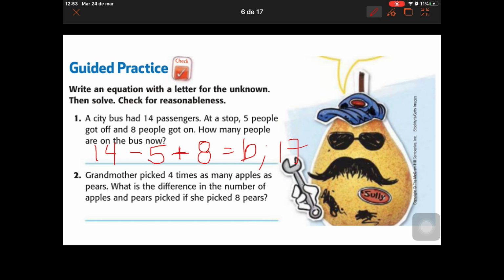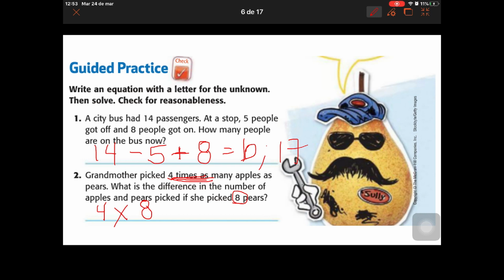Okay, grandmother picked 4 times as many apples as pears. What do you think we're gonna do? We're gonna do a multiplication because it's telling you times. 4 times as many means we're gonna do a multiplication. What is the difference in the number of apples and pears picked if she picked 8 pears? So she picked 4 times as many apples as pears, so we have 4 times 8.